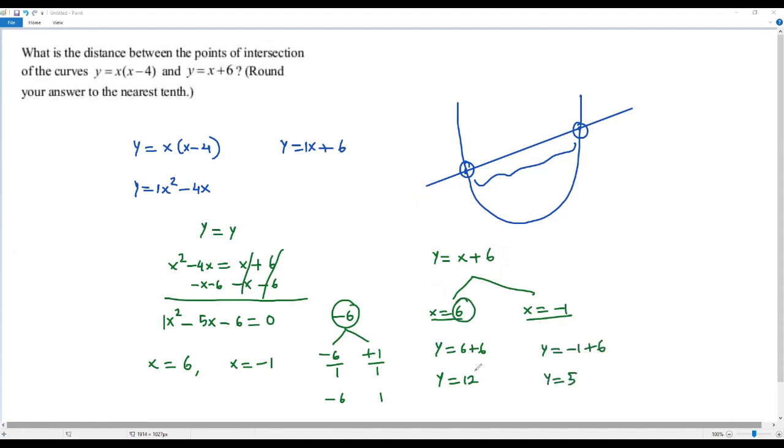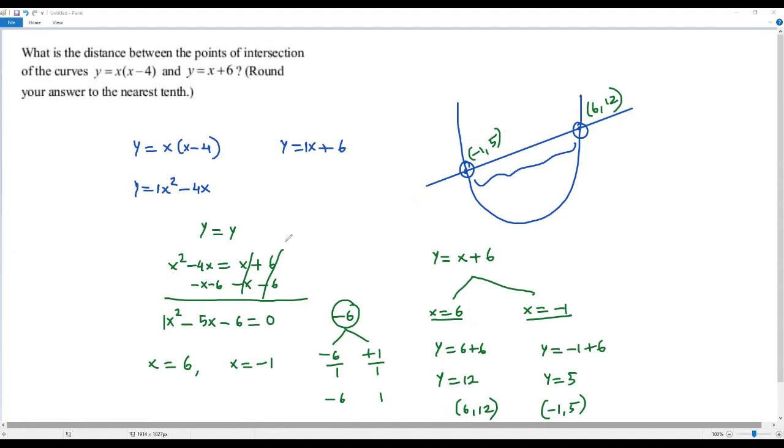Okay, when x equals 6, I'm getting y equals 12. That is 6, 12 is one point of intersection. And the second point of intersection is negative 1, 5. Now let me take this negative 1 comma 5 over here, and the second point of intersection 6 comma 12 over here. Now we have to find the distance between these 2 points. Since we are trying to get the distance between these 2 points, we can use a distance formula.